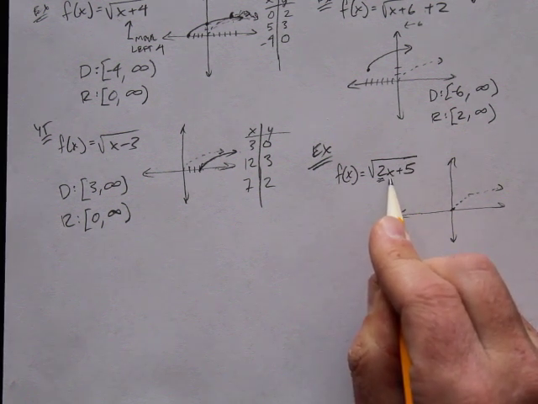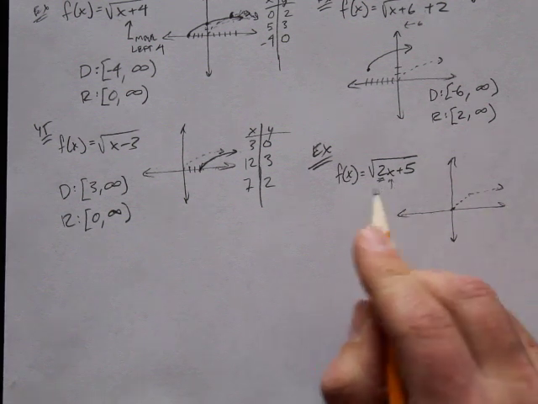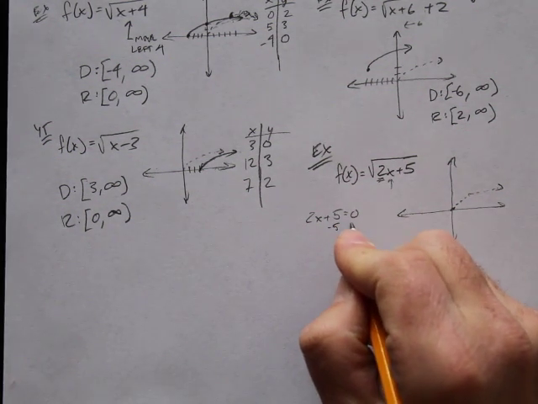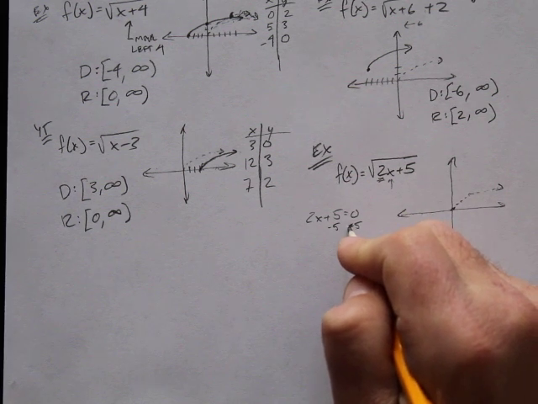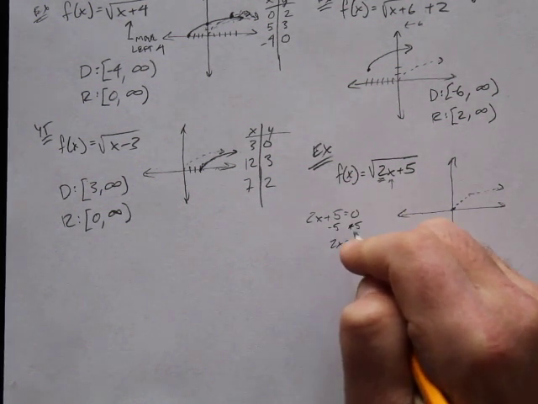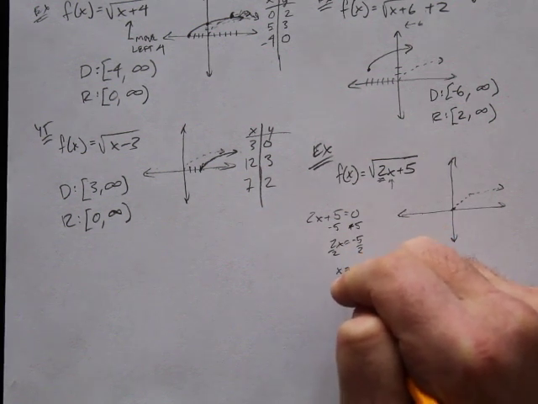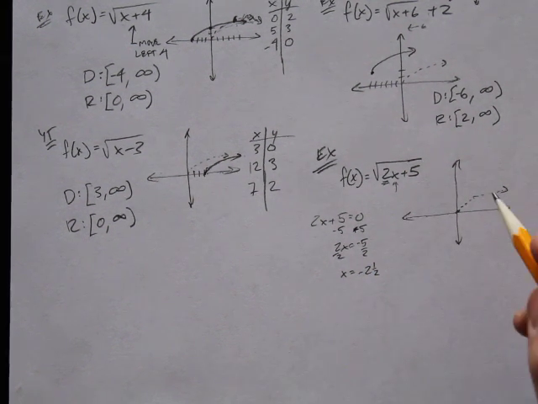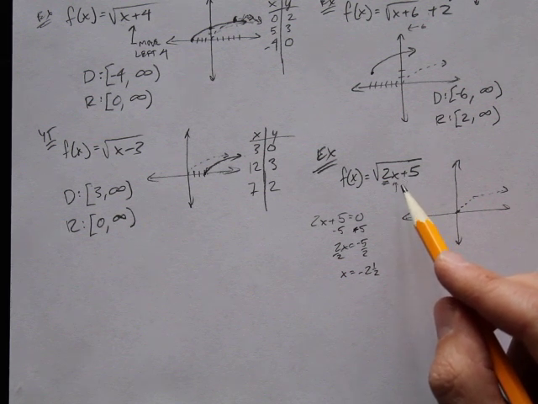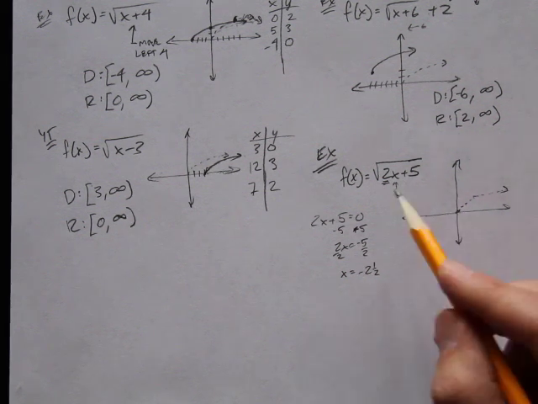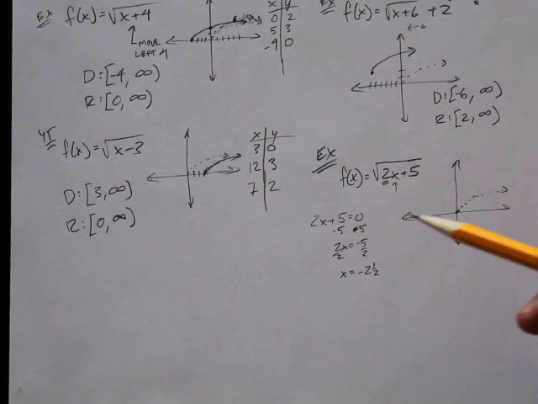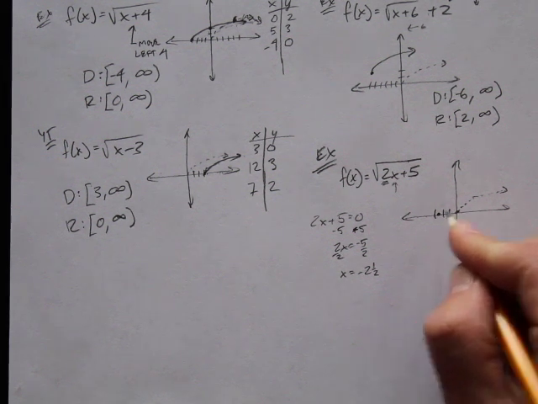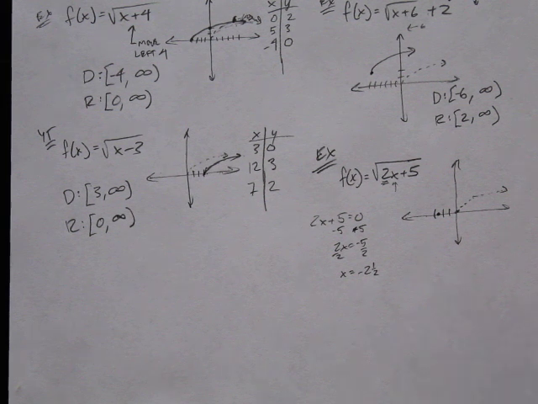In order to find that starting point, I need to say 2x plus 5 equals 0. Subtract 5 from each side. Then I've got 2x equals negative 5, divide by 2. X equals negative 5 over 2, which is negative 2.5. So I need to go to negative 2.5, how far to the left I'm going here. So negative 1, 2.5. Gross. But that's the way it is.